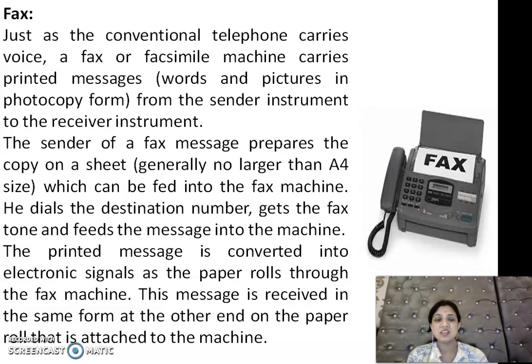The printed message is converted into electronic signals and paper rolls through the fax machine. This message is received in the same form at the other end on the paper roll that is attached to the machine. Whatever you write, likewise when you are getting the printout, you can sit in your system only and you have the attachment of the printer with your system.